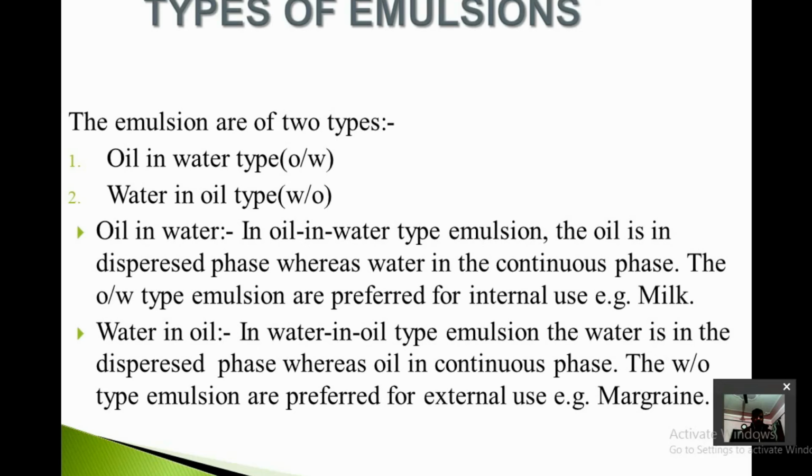Now, water in oil type. In water in oil type emulsion, the water is the dispersed phase, whereas oil is the continuous phase. The water in oil type emulsions are preferred for external use. Example, margarine.